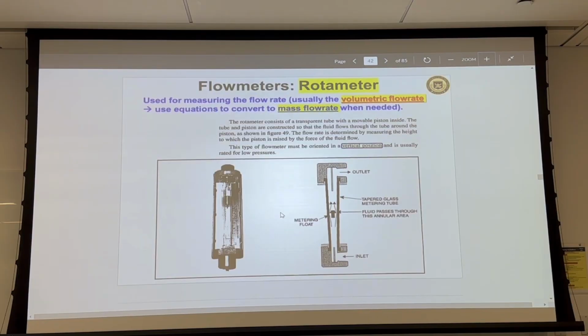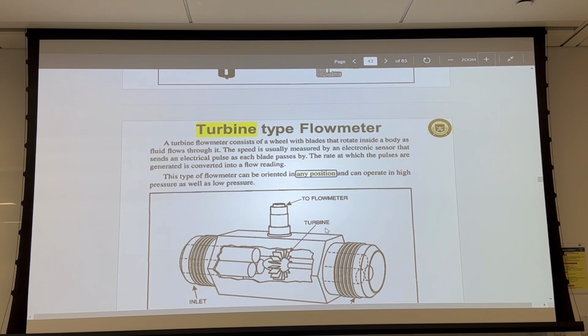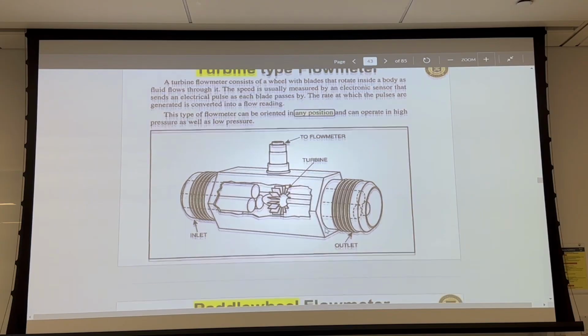This is a very simple technology. All it is, is a tapered tube, and there is some bobbin inside, our metering float, and the fluid is coming in, and as the flow increases, this bobbin lifts up more against the gravity, higher the speed. The way it is calibrated is, given the fluid density, the scale is developed. The other one is the turbine flow meter, where the fluid is going and the turbine is rotating, and that converts into an electrical signal. The electrical signal is converted into the volume of flow that is going through.